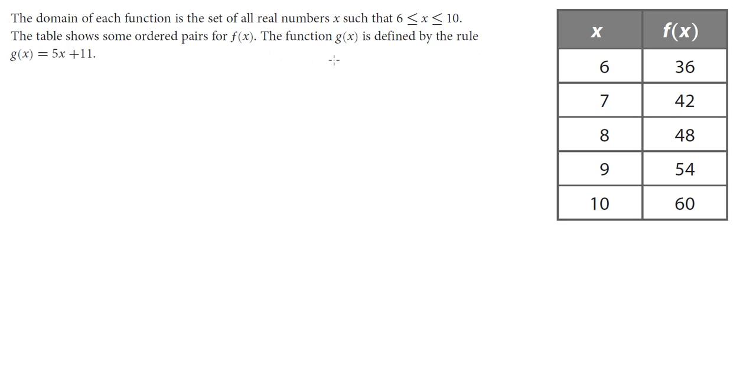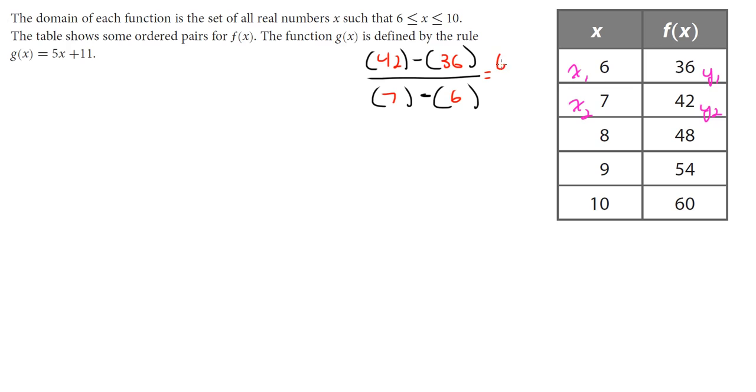So I'm going to set up my slope formula. y2 minus y1 over x2 minus x1. So we have here x1, y1, x2, y2. So 42 minus 36 over 7 minus 6. 42 minus 36 is 6. 7 minus 6 is 1. So our slope is 6.